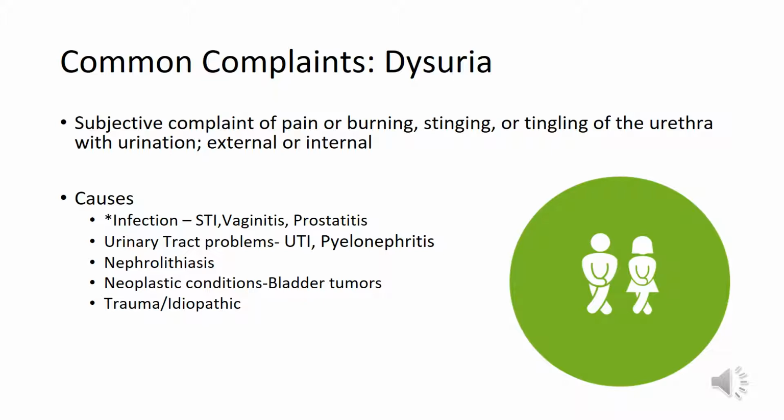Common causes of dysuria include infection, such as an STI, vaginitis, or prostatitis, bladder or lower urinary tract problems, such as cystitis or pyelonephritis, nephrolithiasis, which are kidney stones, neoplastic conditions such as bladder tumors, or trauma or idiopathic.